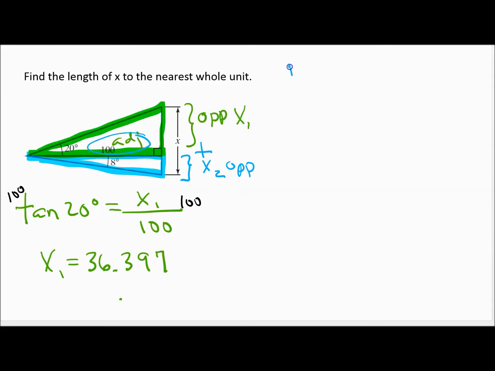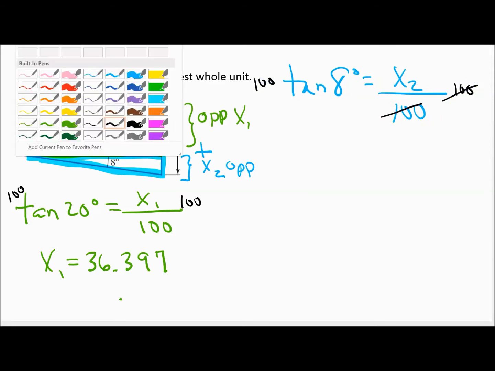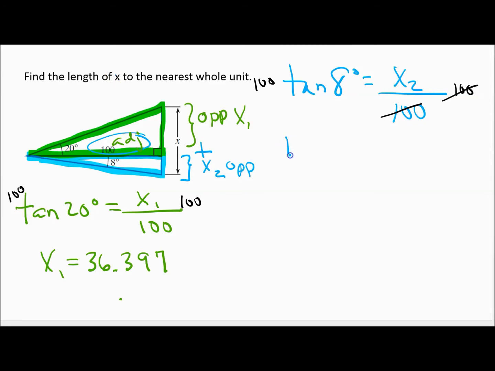So I know this time that tangent of 8 degrees is equal to the opposite, which we called x2, over the adjacent, which is 100. I'm going to multiply both sides of the equation by 100, so that'll cancel. Now I have 100 times the tangent of 8 degrees is x2. Typing that in my calculator, 100 times the tangent of 8 degrees, and I get 14.054.